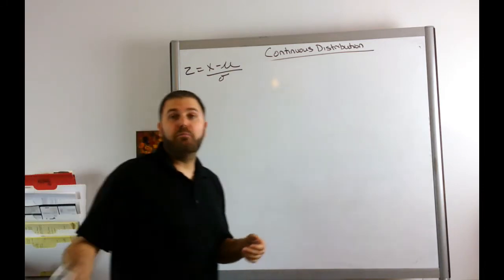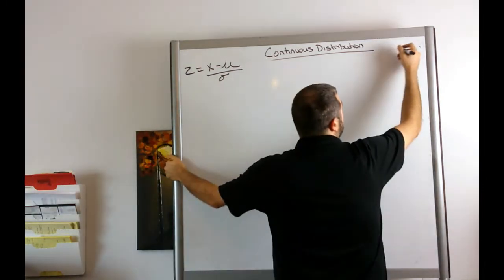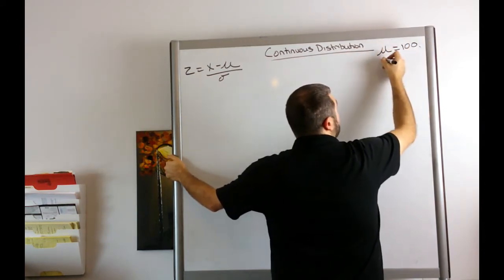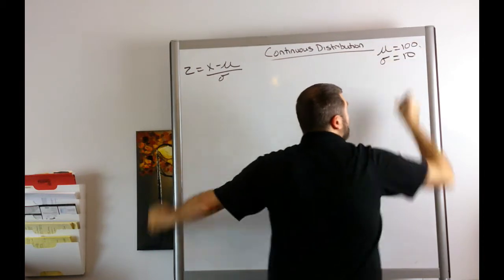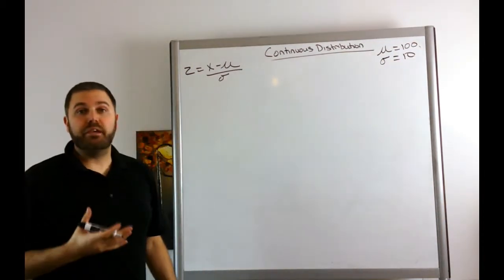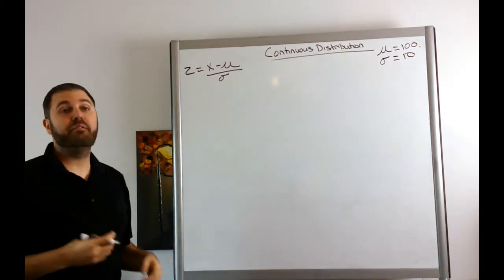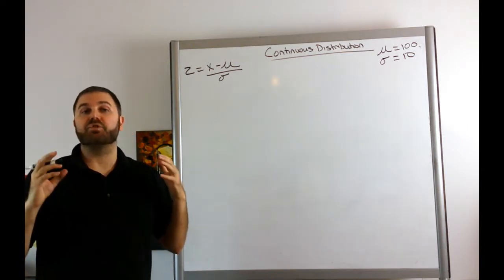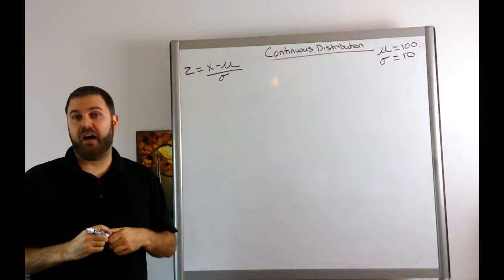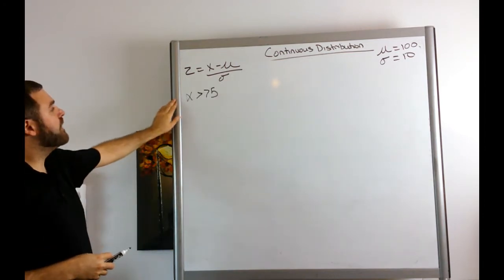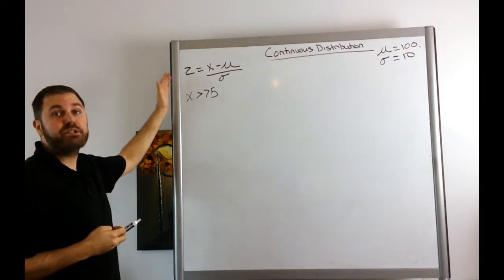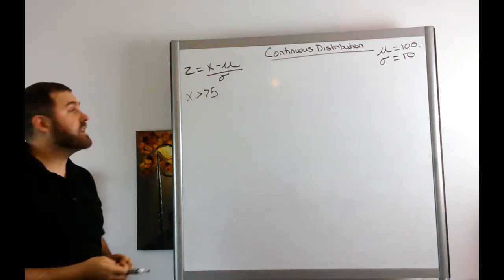So let's say our mu is going to be 100, and our sigma is going to equal 10. So given a mu of 100 and a sigma of 10, what is the probability that x is greater than 75? In order to find that x is greater than 75, we have to convert this into z units using our z transformation table.